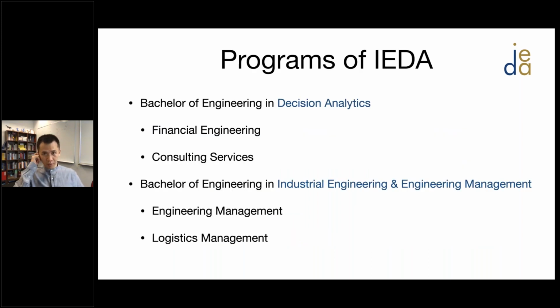Built on this core, we have four domain-specific areas. We divide our programming into two. We have the Bachelor of Engineering in DA, Decision Analytics. We also have the Bachelor of Engineering in IEM, Industrial Engineering and Engineering Management. For DA, there are two areas: one is financial engineering, the other is consulting services. I know you're not that familiar with these words. I'll explain each of these four areas later, okay? IEM includes engineering management and logistics management.